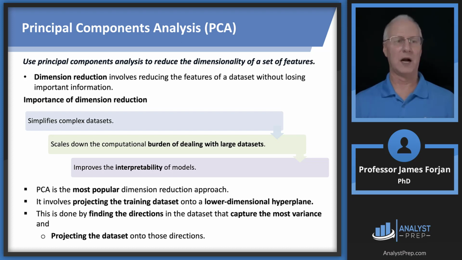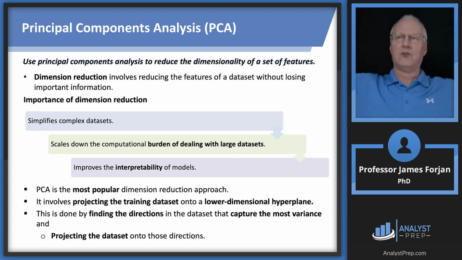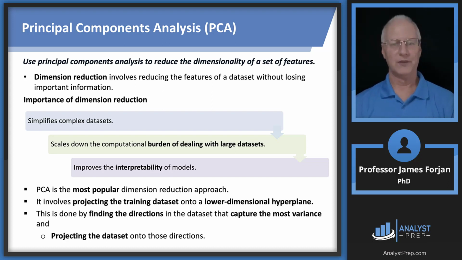So look in the middle, those boxes there. Simplifies complex data sets, right? It turns, what did I say? We had 1 trillion data points, so it turns the trillion into, I don't know, something that's more manageable. It lifts the burden of dealing with large data sets and improves the interpretability of these models. So principal component analysis, it's the most popular. Projecting a training data set into lower dimensions. Now, it's called a hyperplane. All that means is that the data set has been reduced. And what it does is it finds directions. Now look at that last one, captures the most variance, right? So once again, we use this concept of dispersion or volatility or variability.